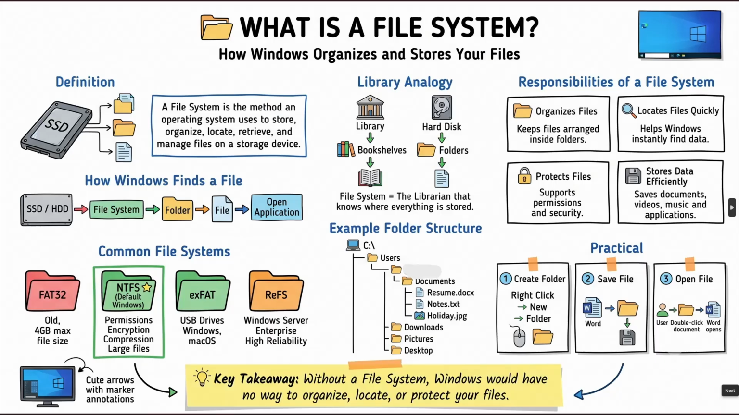So today we will talk about file system. So what is a file system and what does it do inside the Windows operating system? Maybe any other operating system, right? So as you can see on your screen, the definition of file system is: the file system is the method an operating system uses to store, organize, locate, retrieve, and manage files on a storage device.